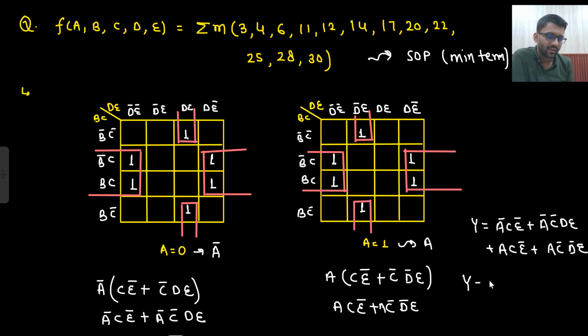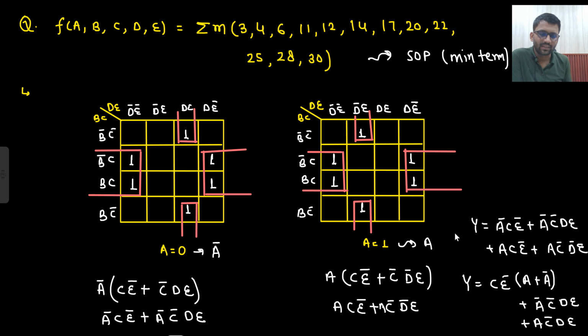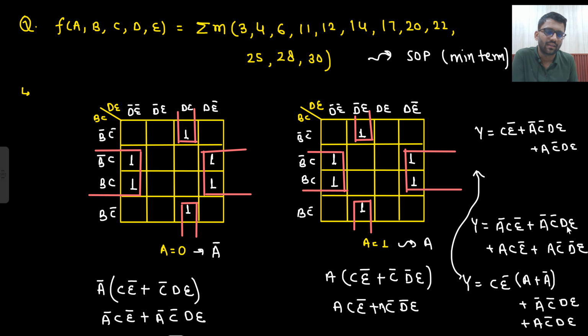Because here C bar will come in common, so A plus A bar. From here also we can reduce it directly, that I will tell you. But I was thinking about this term, can I reduce it more? If C bar D E comes common, no, there is no other chance. So A bar C bar D E plus A C bar D E. So basically total Y is coming as C E bar plus A bar C bar D E plus A C bar D E.